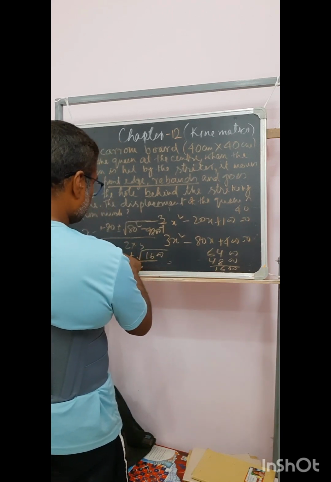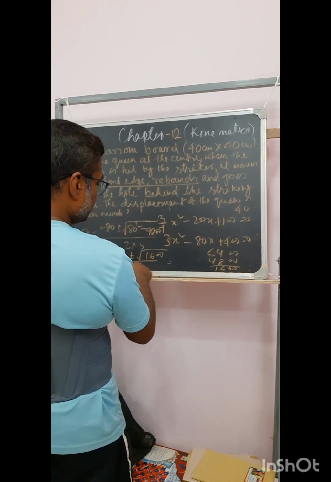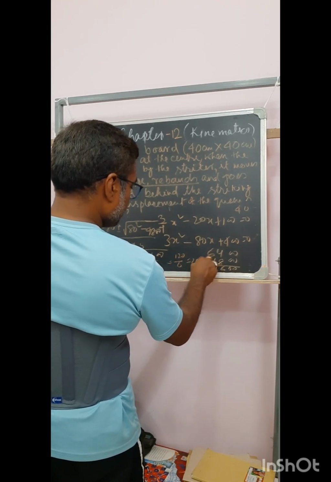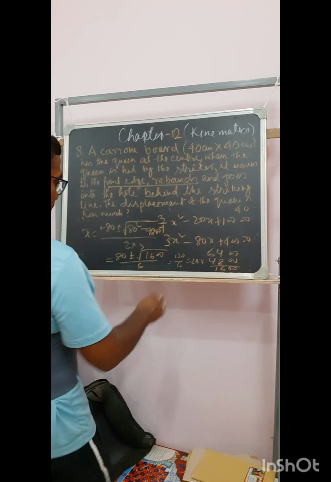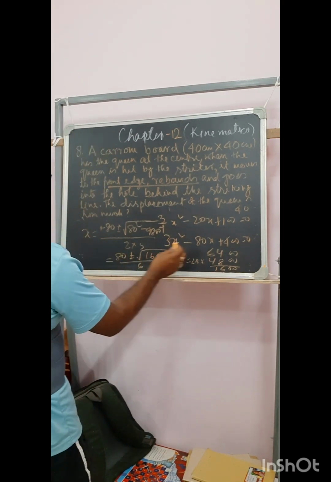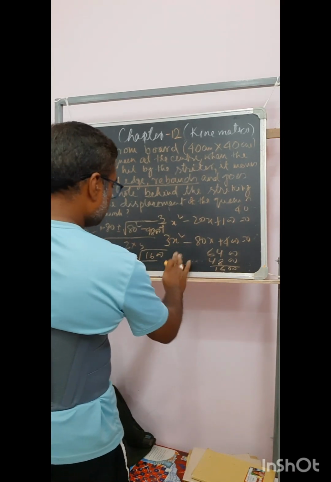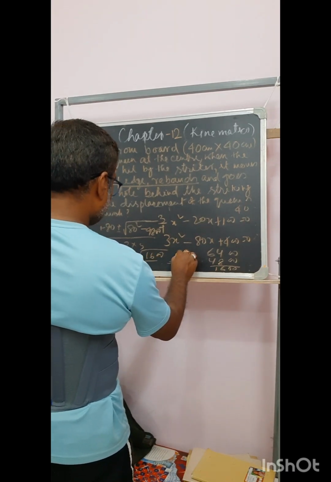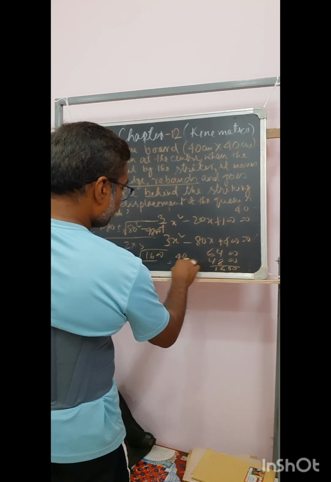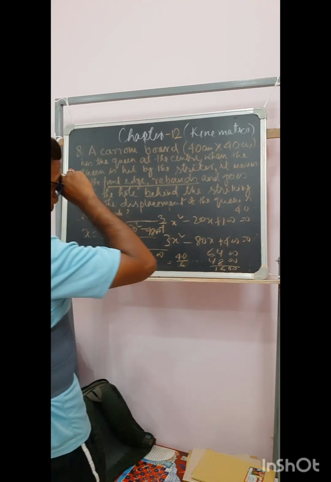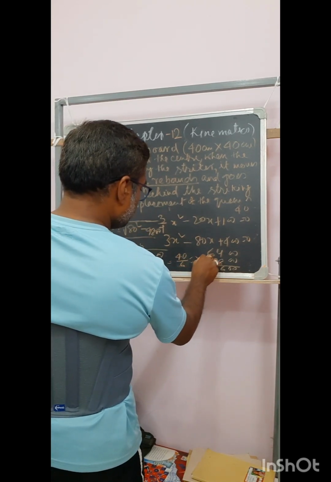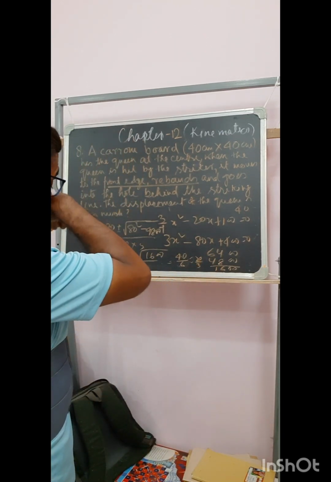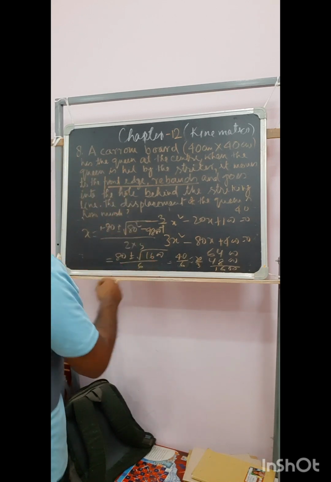If I take plus first, 120 by 6, that is nothing but 20. So this is not possible, because x cannot be equal to the whole length. So the minus is possible. So 40 by 6 will come. So that means 20 by 3. Okay, so this will come around 20 by 3, the x distance.